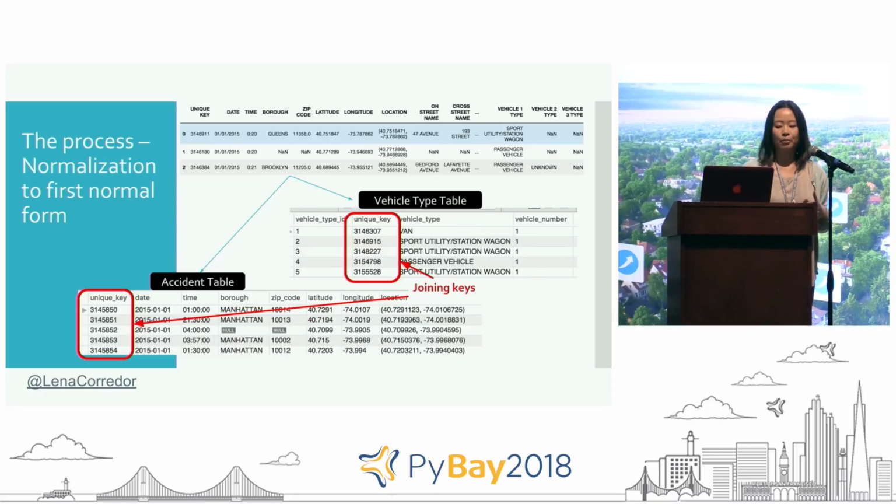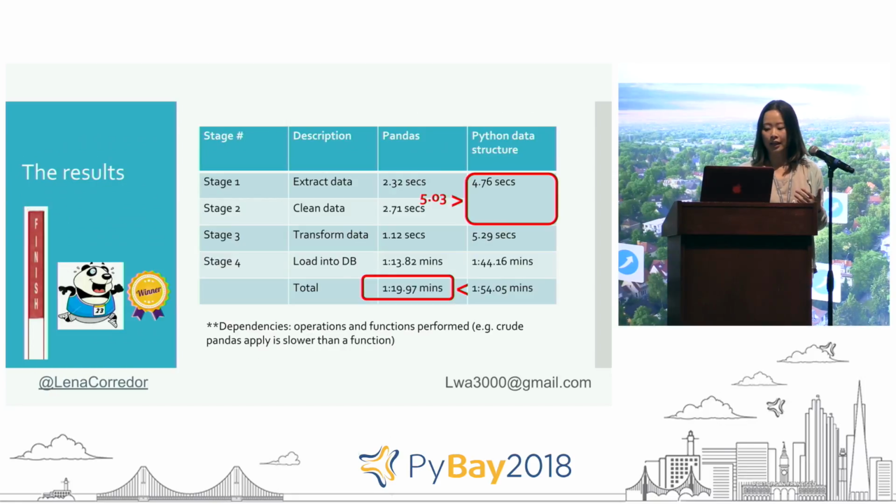And here's an example of the data set. Each row represents a collision, which has date, time, and location of the collision, as well as a vehicle type. So basically, I normalized it to 2 tables.